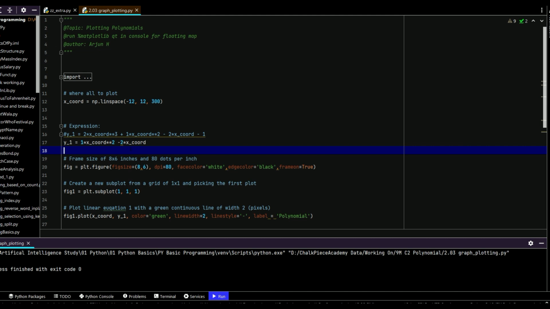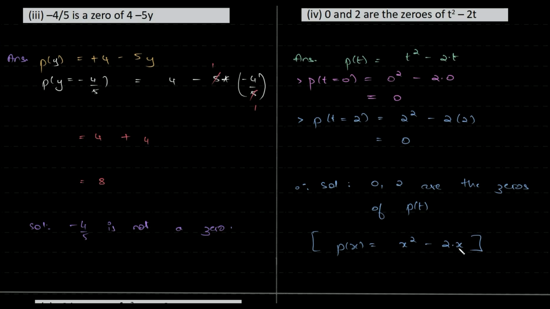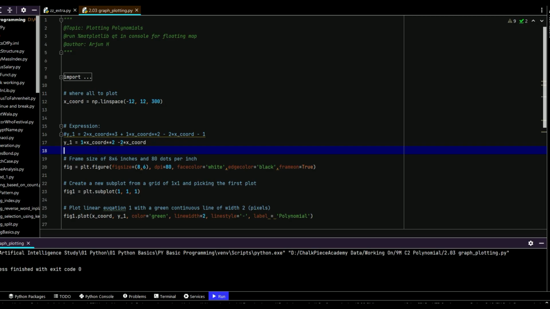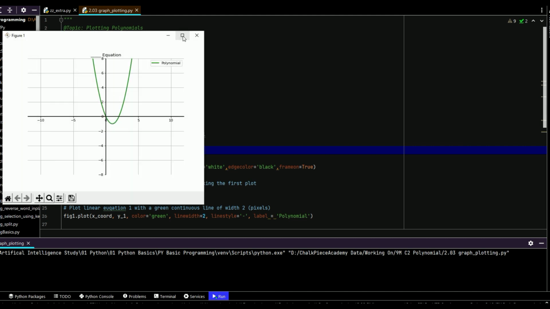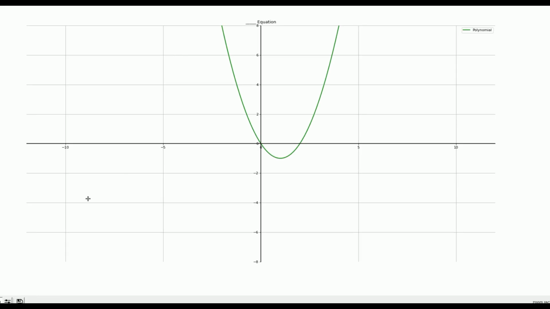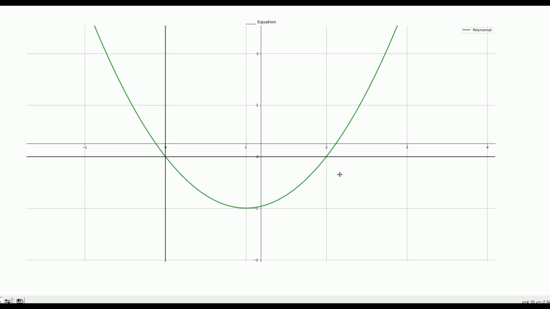So that's your 1x square minus 2x. Is that correct? 1x square minus 2x. So this is nothing but 1. And don't do this. I mean, it's correct, but let's not do that. Okay, it's 1x square minus 2x. So now let's execute, and we have to see that the graph will pass. Yes, see, it's passing. Clearly it's passing 0 and it's passing the point 2.